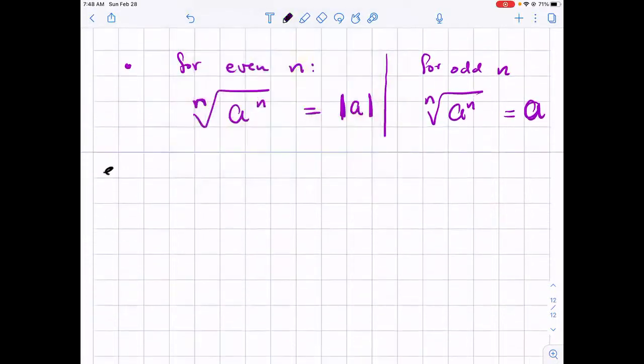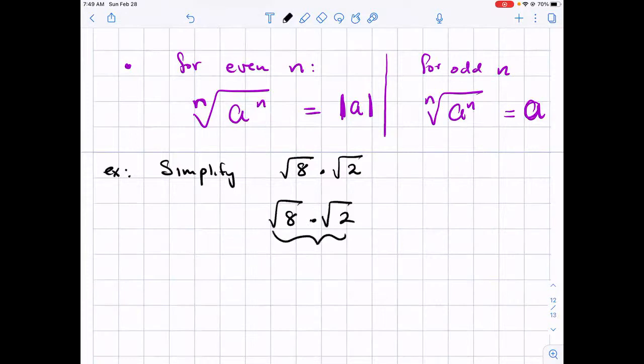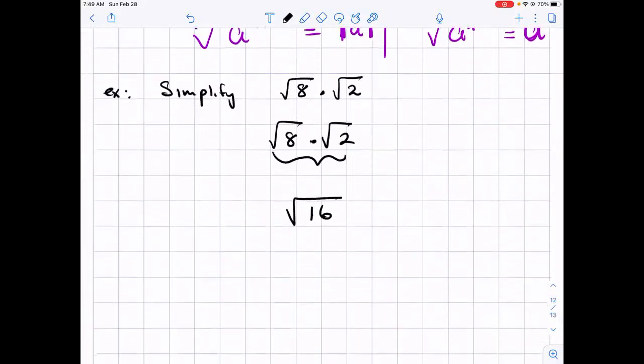So let's start off with easy examples. How about if I ask you to simplify the square root of 8 times the square root of 2. Now, since we're multiplying, this becomes the square root of 16. And the square root of 16, we know, is 4.